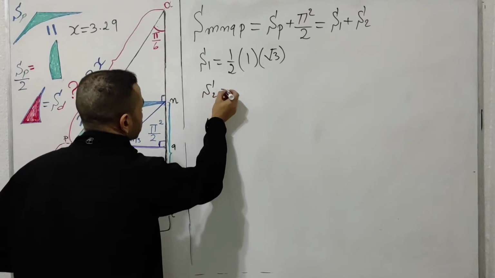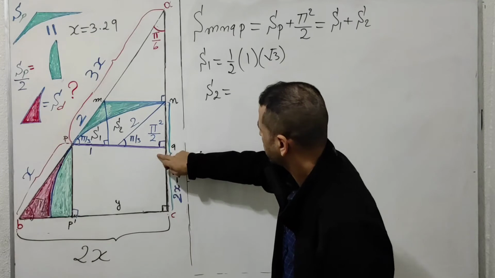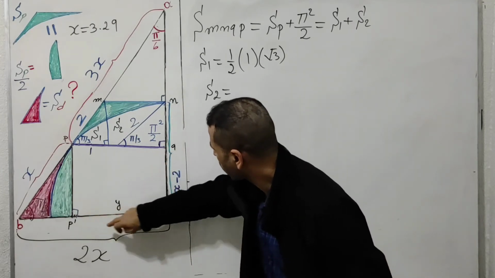For the S2, the area of this rectangle is this side length multiplied by this side length. This side length is y minus 1.